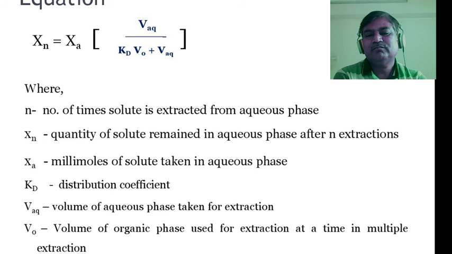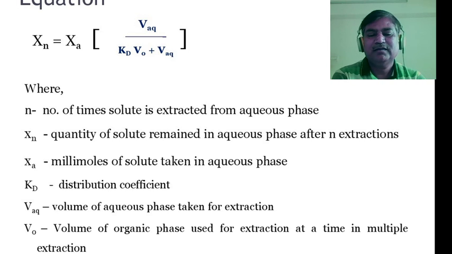This equation also requires n. On the square bracket, n is needed. This is the sum. We have to add it, that is, writing n above the square bracket is necessary. So the proper equation is Xn is equal to Xa into square bracket, V aqueous divided by Kd into Vo plus V aqueous, square bracket complete, raised to n. N is the number of extractions.